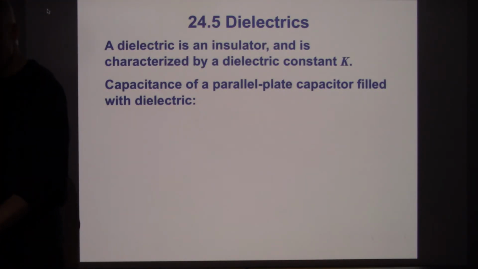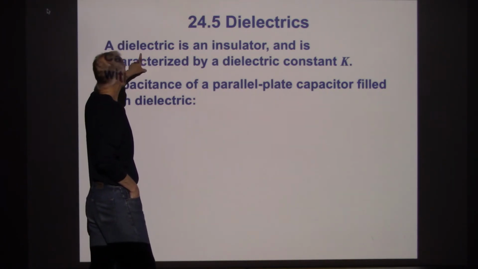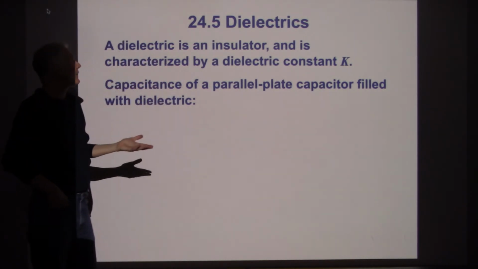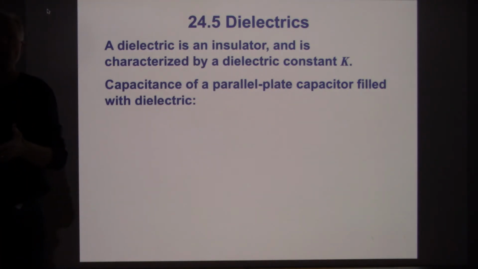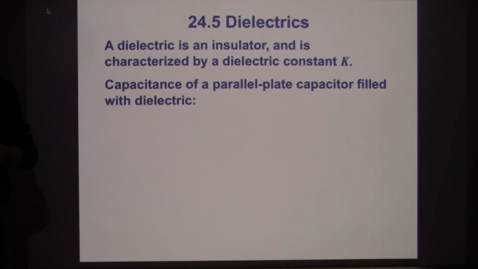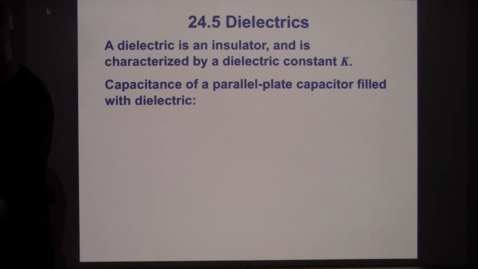All right, the last topic we want to look at in the chapter is what we call dielectrics. Now, dielectrics are insulating materials that are used within a capacitor for a couple of reasons. They provide structure for the capacitor, and they also increase the capacitance. So this is a pretty nice feature.